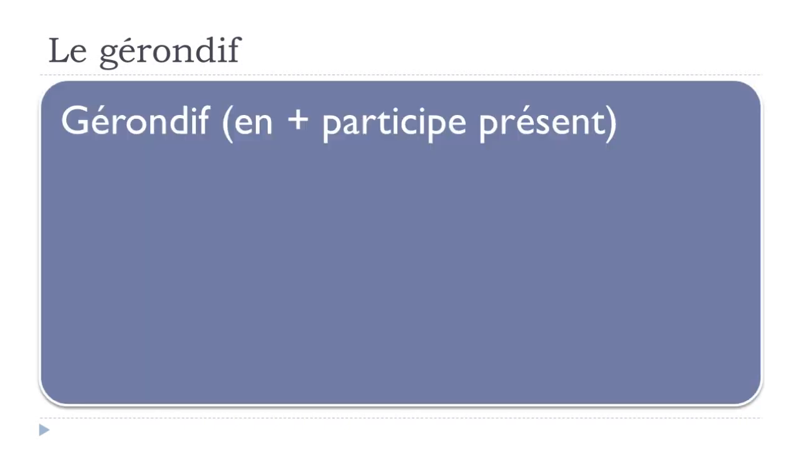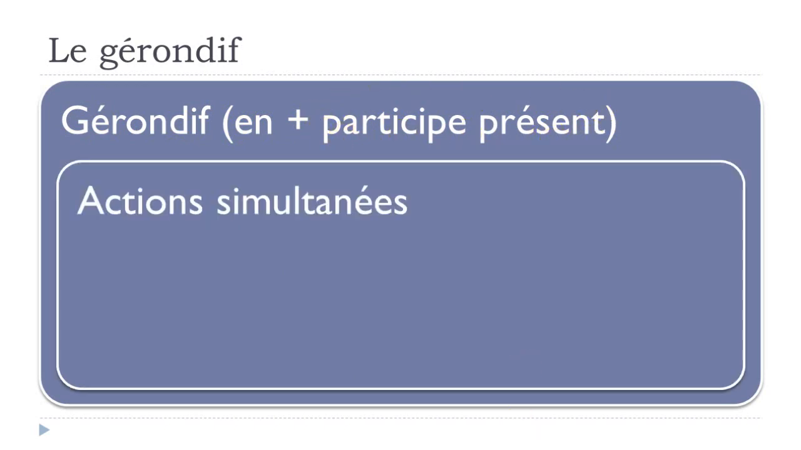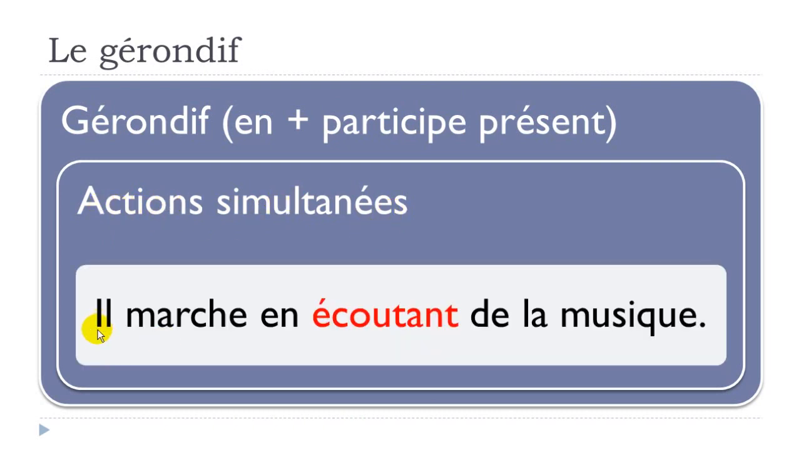Okay, and so le gérondif, normally if you want to make or to construct this gérondif, you will first have to use la préposition en, and after that you will have to add your participe présent form. Okay, so this gérondif will express 2 actions that will take place at the same time, so action simultanée. All right, so the example is quite simple here. Il marche, okay, en écoutant de la musique.